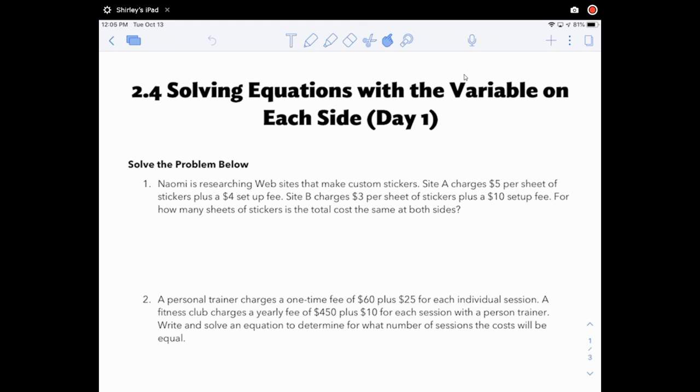So Naomi is researching and she sees that site A charges $5 per sheet plus a $4 setup fee. So for site A, what can I write for my equation? Or what would my equation be?